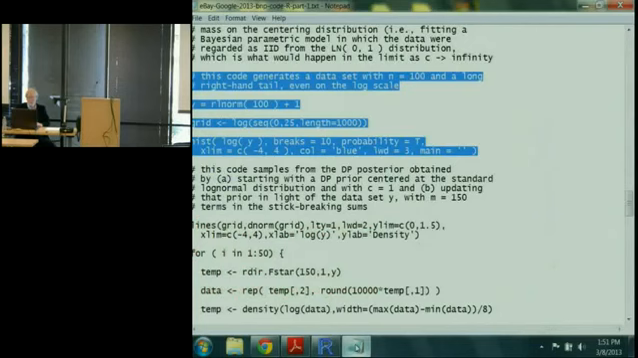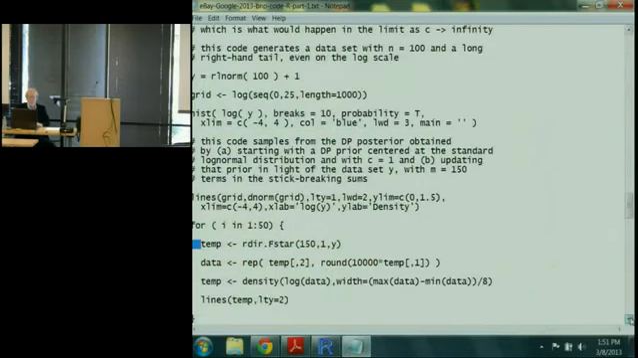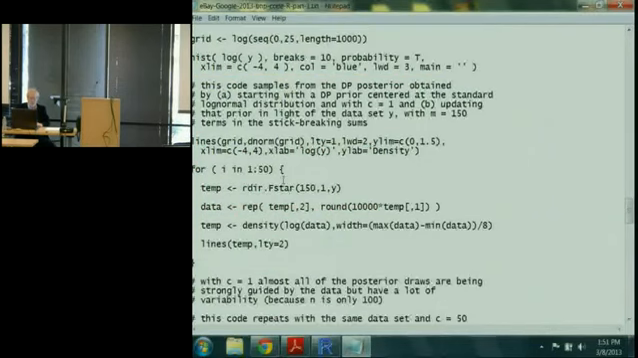So this code right here samples from, and I'll again set it back to 25 so we can see things a little better, the DP posterior obtained by A, starting with the DP prior, centered at the standard log normal distribution with C equals 1 to begin with. And then B, updating that prior in light of the data set Y with M equals 150 terms in the stick breaking sum. So let's try it.